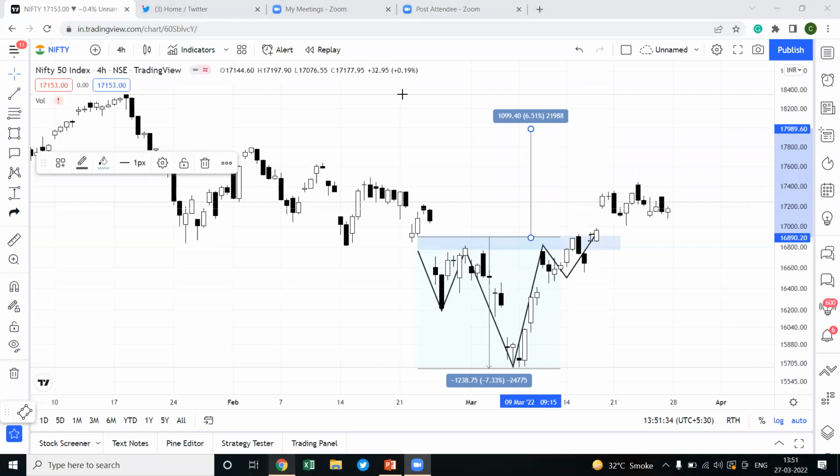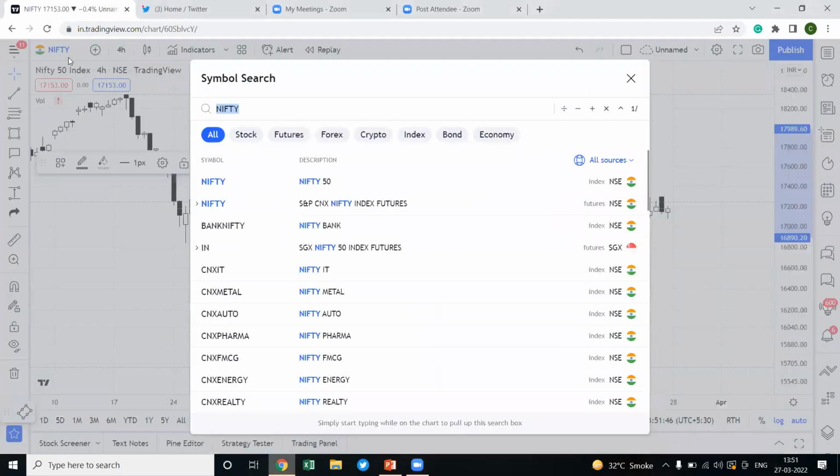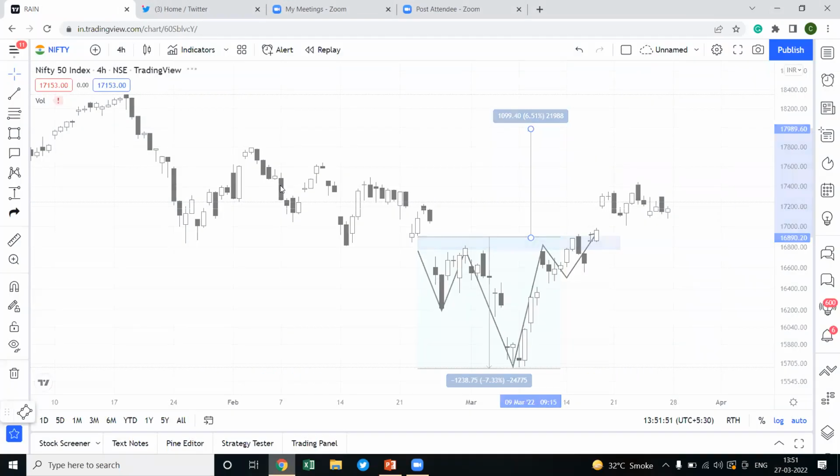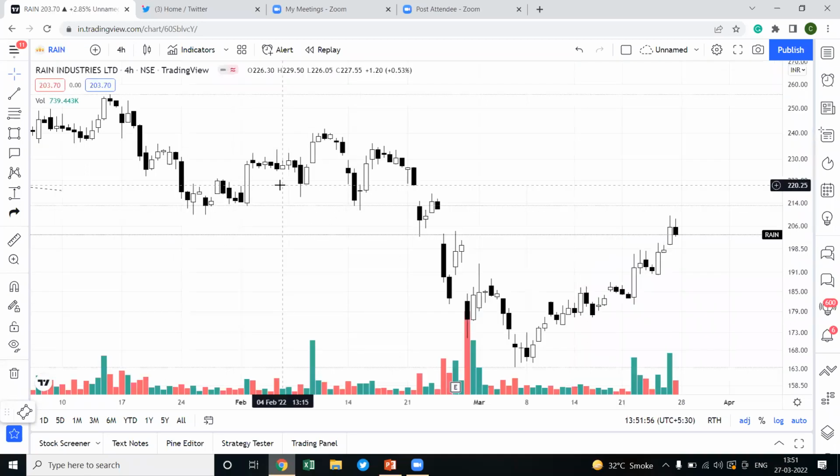Otherwise, I have not seen anyone raising their hand, so I'll move forward. So we'll look at two stocks, Rain Industries, as well as, I forgot the other name, but it was Rain Industry and Graphite.